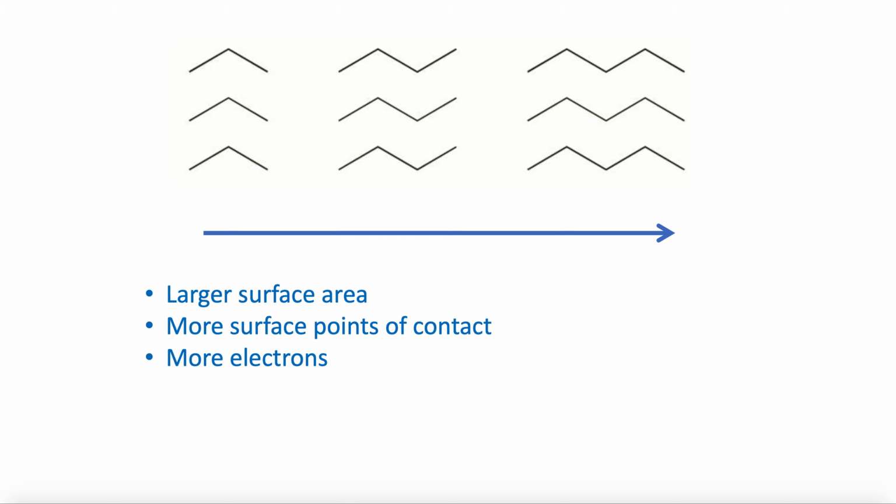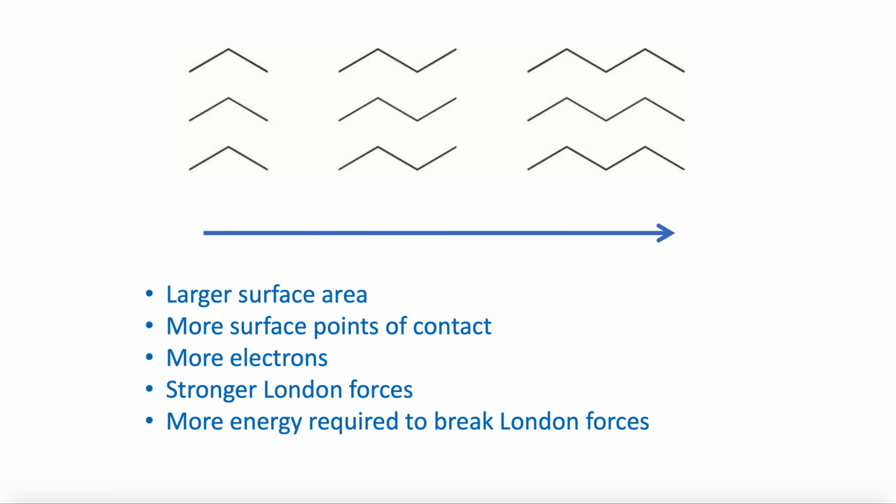So having a larger surface area and more electrons, they both contribute to the fact that we therefore have stronger London forces between our molecules as we increase the carbon chain. That means we need more energy to break those London forces, and that means the boiling point increases. So if you are asked this in an exam, you should address all these key points, explaining why the boiling point increases as you increase the carbon chain.